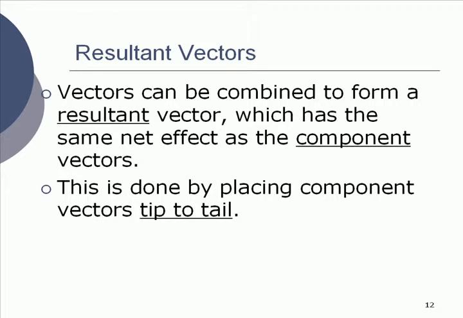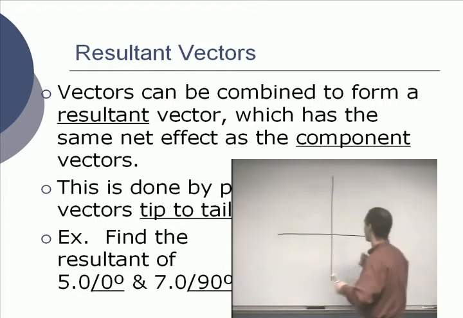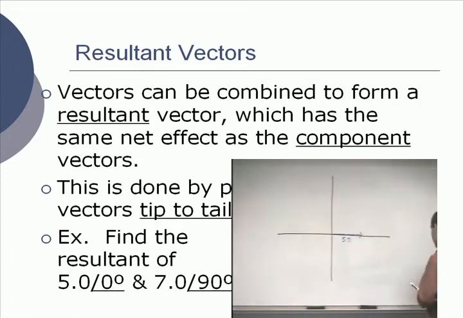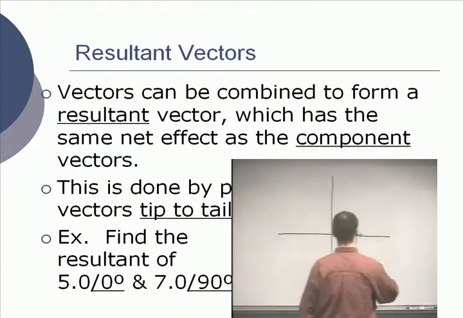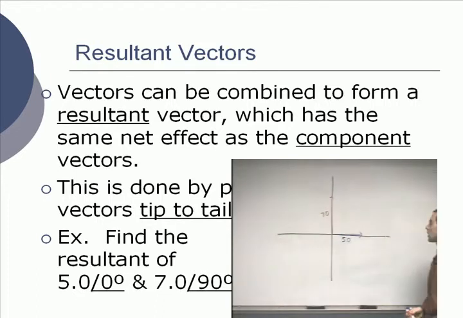And you do that by placing the vector components tip to tail. So here's an example of this. Okay, so we have 5.0 at 0 degrees. That's going to be off to the right 5 units. Then we've got another vector pointing off at 90 degrees, which is straight up with a magnitude of 7.0, slightly longer.